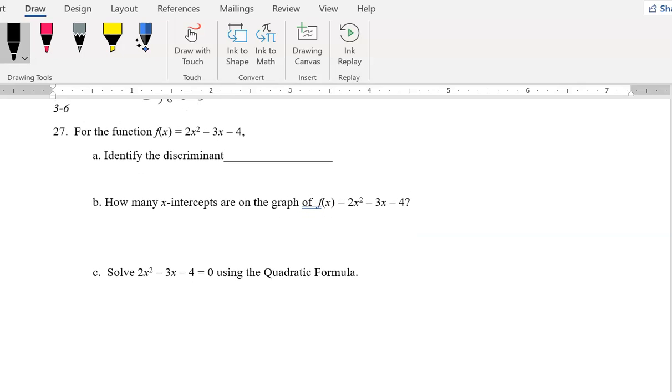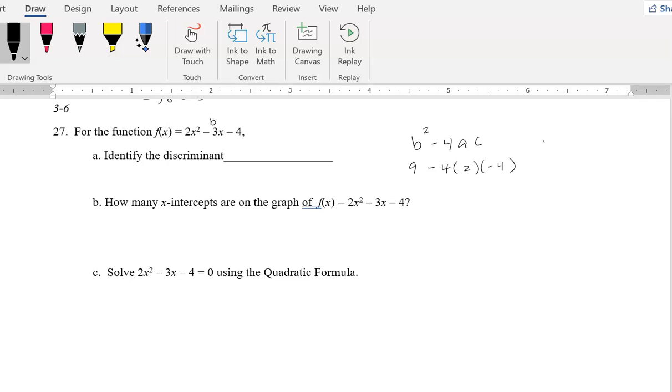For 27, you're given a quadratic function. You have to find the discriminant, and this is how you do it. Just take out this part of the quadratic formula, just the part that would be under the radical. So in this case, b is negative 3, so b squared is 9. a is 2. And c is negative 4.